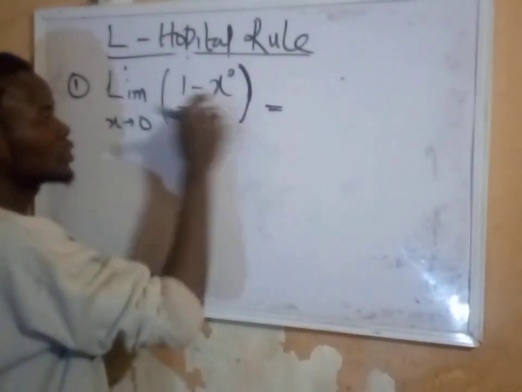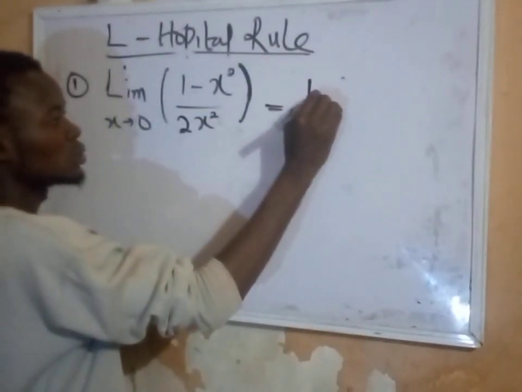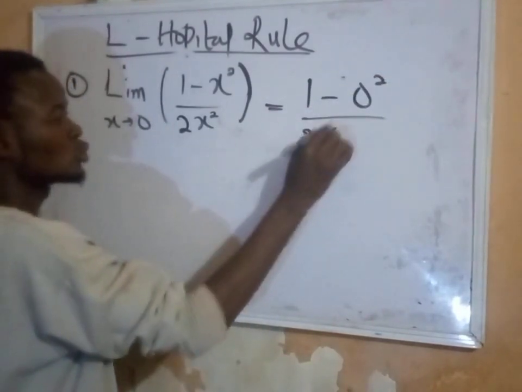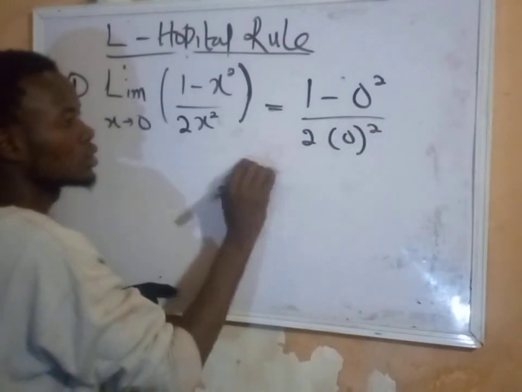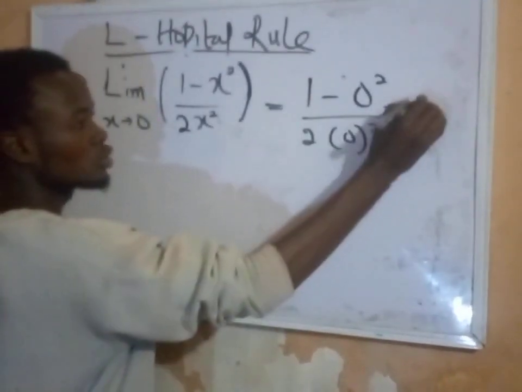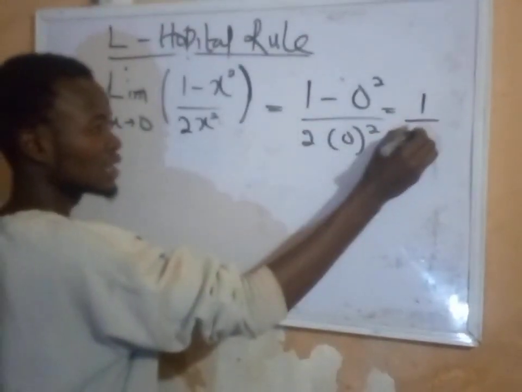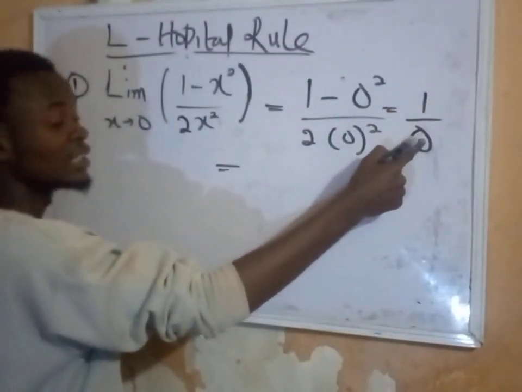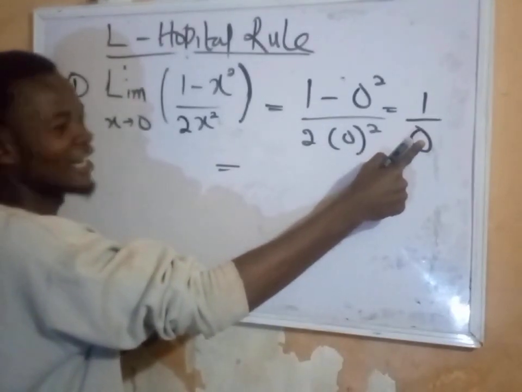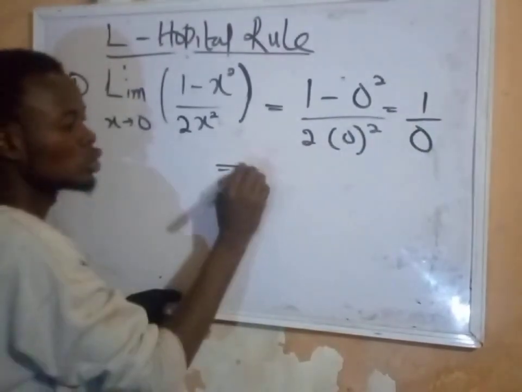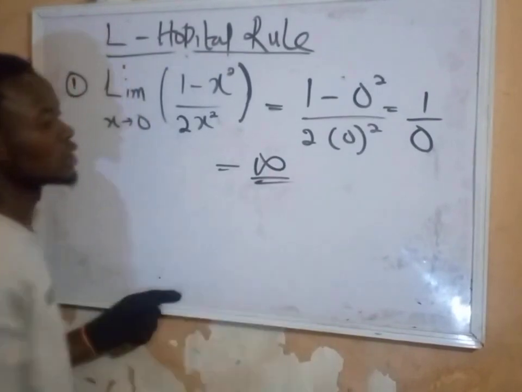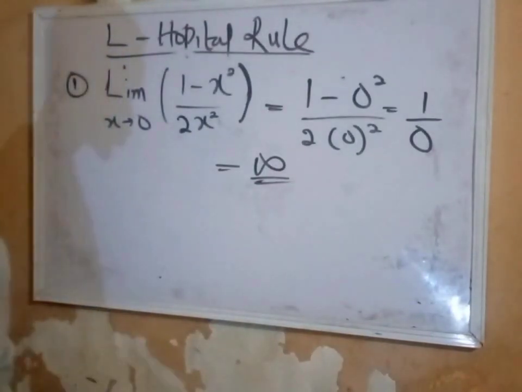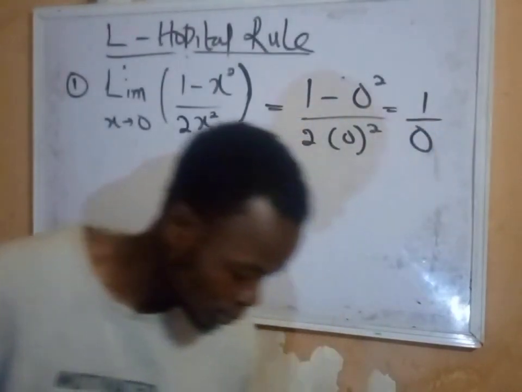By putting this value, we are going to have 1 minus 0 squared divided by 2 into bracket of 0 squared. So here 1 minus 0 squared, that is still 1. Then 2 multiplied by this, that is going to be 0. But this is any number and this is 0 as well. If you have any number divided by 0, it's still going to be infinity. So you get infinity. Once you get infinity, then you are good to go.